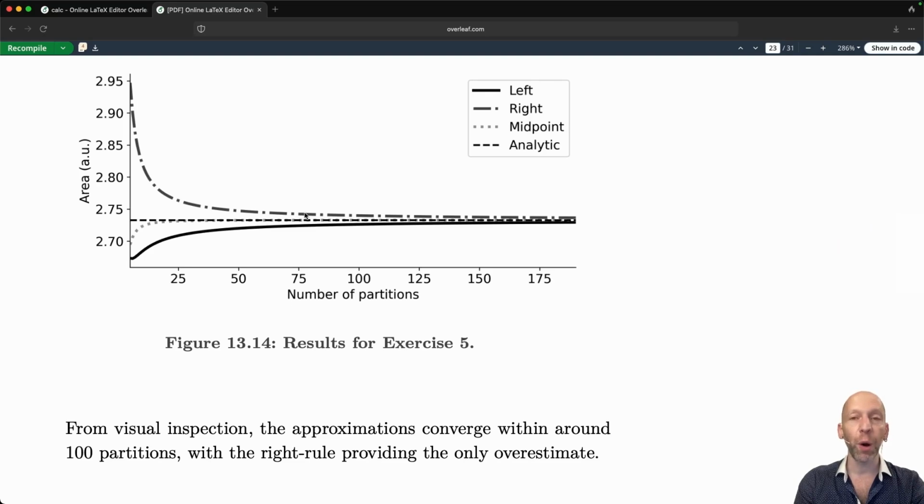and just paste that into a new for loop where you loop over the number of partitions between 5 and 190, and then store the approximations for these different rules from each number of partitions, and then make a plot that looks like this. And here we have a horizontal line corresponding to the analytic solution. This we have already calculated in SymPy. I have a few remarks to make about this particular set of results, which I will discuss after I show you the code.